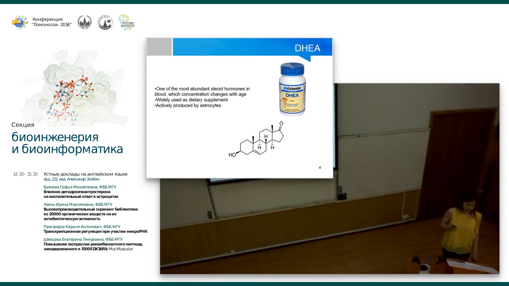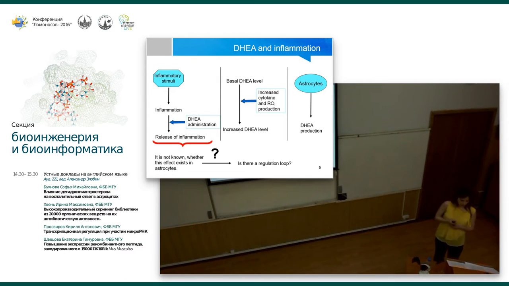Dehydroepiandrosterone is one of the most abundant steroid hormones in the human body, and its concentration decreases significantly with age. Interestingly, it can actively be produced by astrocytes. A number of previous works have shown various effects after long-term intake of dehydroepiandrosterone as a dietary supplement: anti-inflammatory, anti-aging, neuroprotective effects, and reduced fat mass and glucose levels. However, the exact mechanism is still unknown. It was also recently shown that dehydroepiandrosterone concentration in blood significantly increases with the increase of reactive oxygen and pro-inflammatory cytokine production.